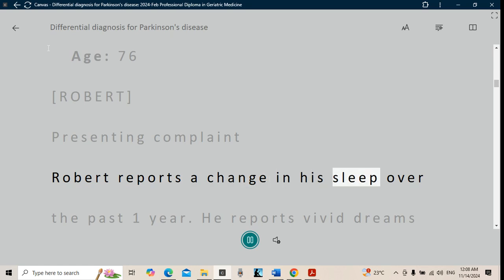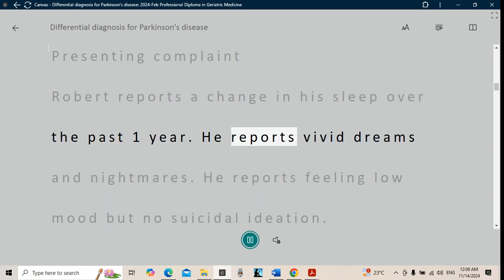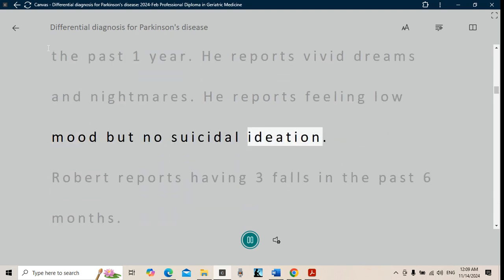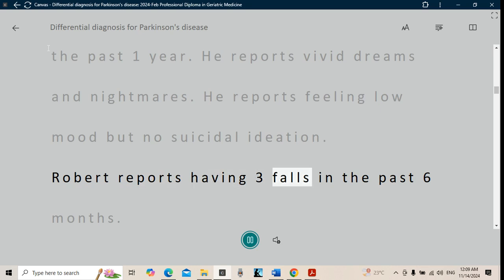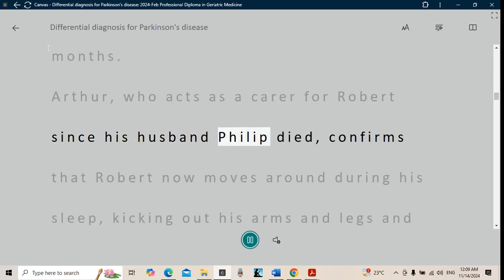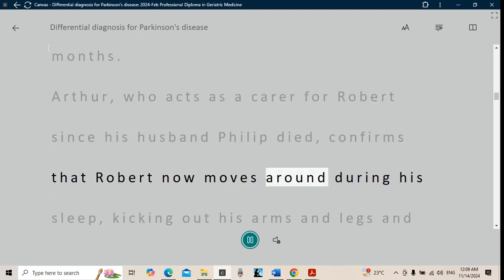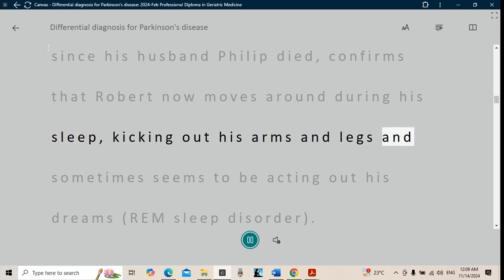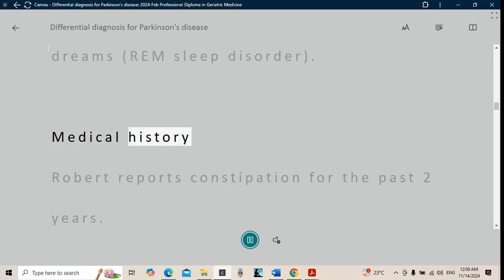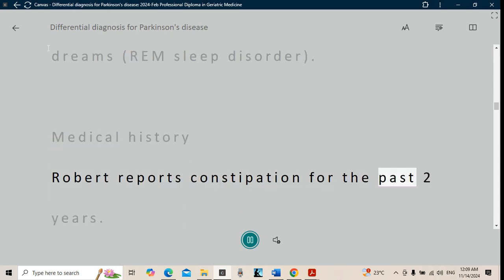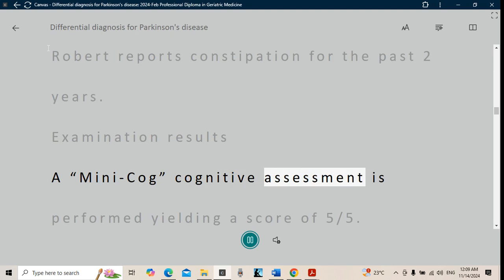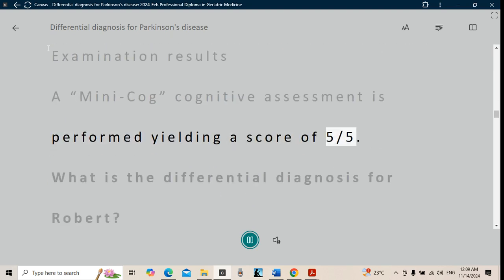Presenting complaint. Robert reports a change in his sleep over the past 1 year. He reports vivid dreams and nightmares. He reports feeling low mood but no suicidal ideation. Robert reports having 3 falls in the past 6 months. Arthur, who acts as a carer for Robert since his husband Philip died, confirms that Robert now moves around during his sleep, kicking out his arms and legs, and sometimes seems to be acting out his dreams, REM sleep disorder. Medical history. Robert reports constipation for the past 2 years. Examination results. A mini-cog cognitive assessment is performed yielding a score of 5 out of 5.